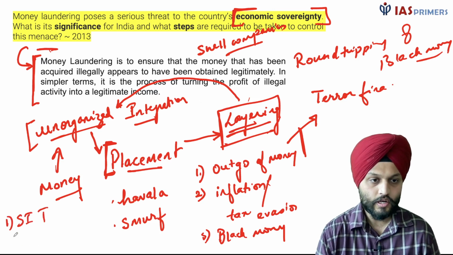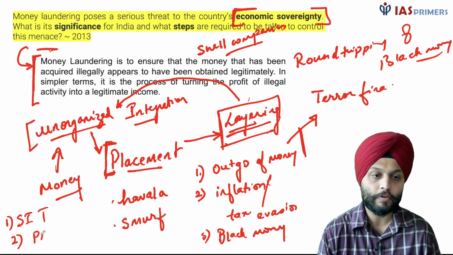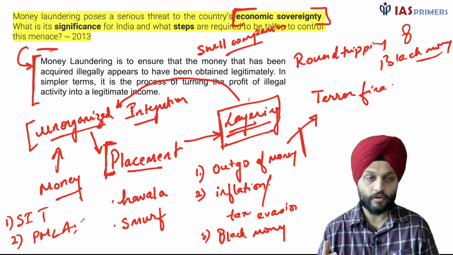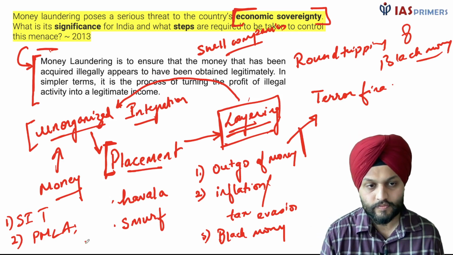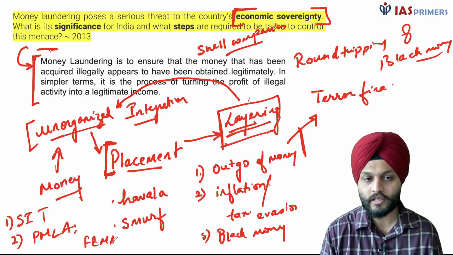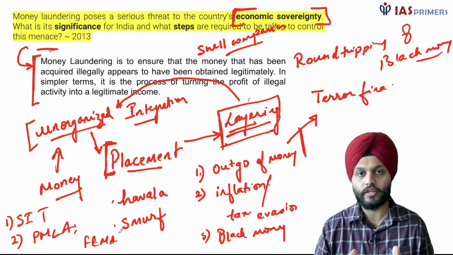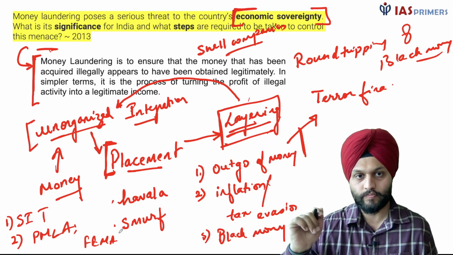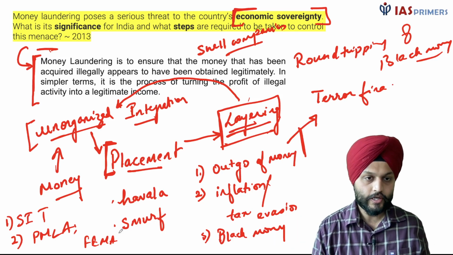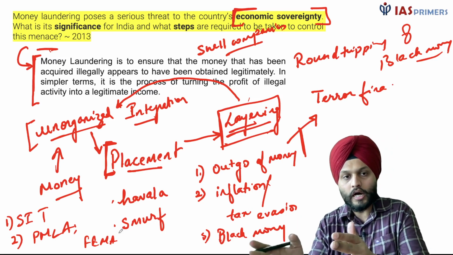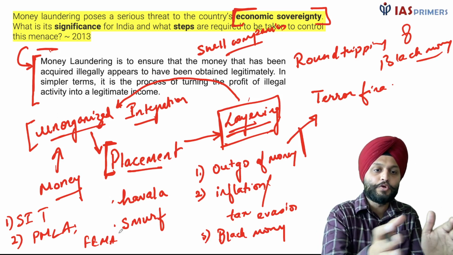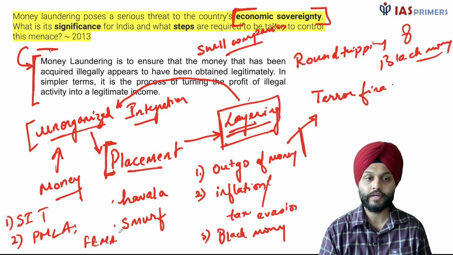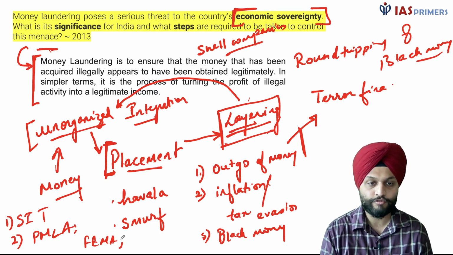SIT was introduced. Then we have introduced laws like the Prevention of Money Laundering Act. And over and above this, we have the Foreign Exchange Management Act, right? So basically it keeps a restriction on Indians sending their money to other countries. Money laundering is also us placing the money in a different jurisdiction. So there is a restriction.